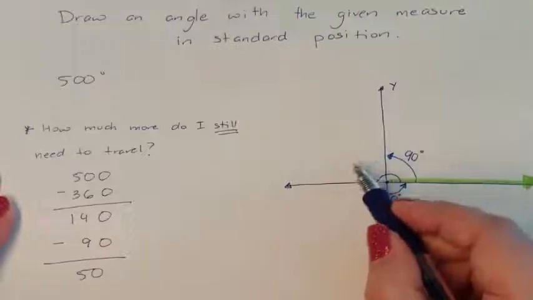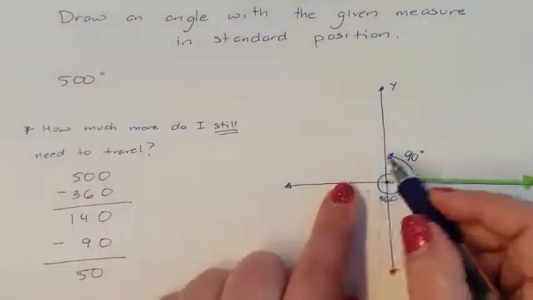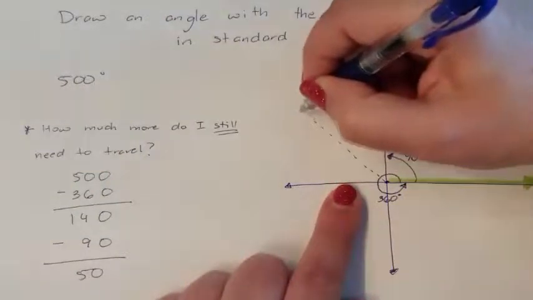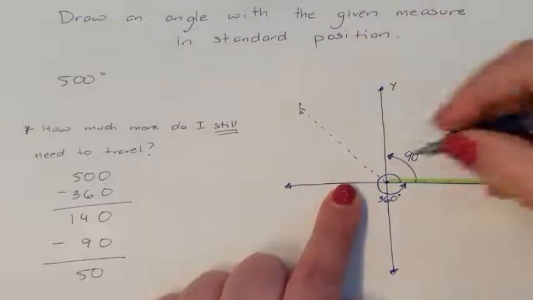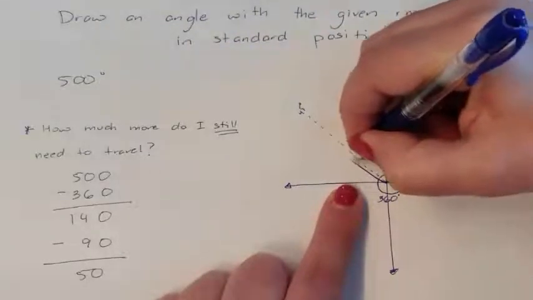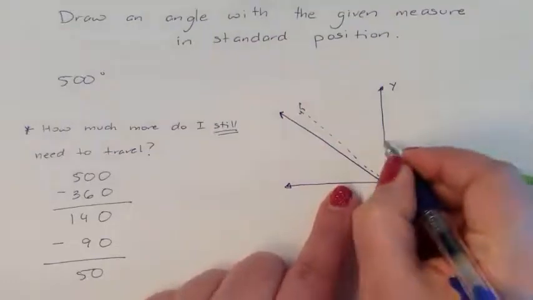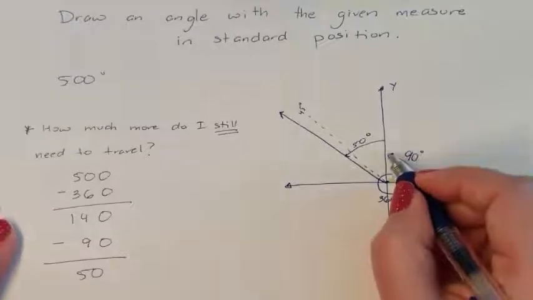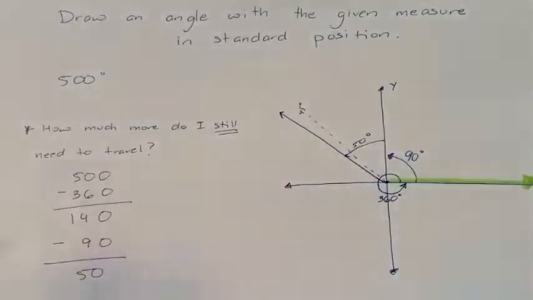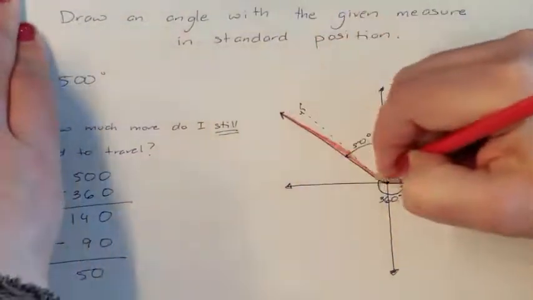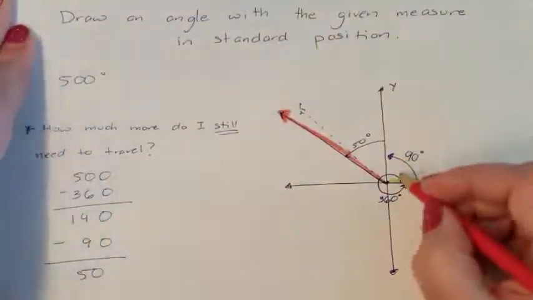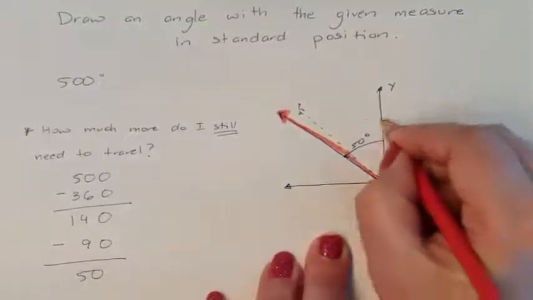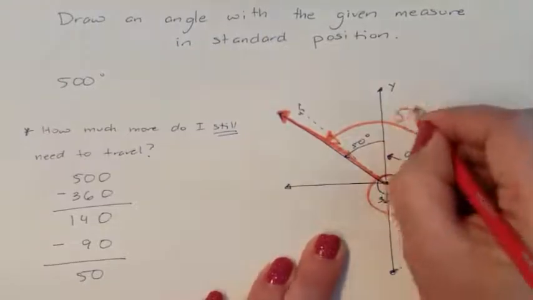This quarter rotation is going to be 90 total, which means I need to live somewhere in here. I know 50 is really close to the 1/2 mark, which happens to be 45 degrees. So I'm just going to go a little outside of the 45 degrees to get my full 50. So if I did a full 360 and then did another 90 and then did another 50, I would land right here. I would have done a full circle and then landed right here to go a total of 500 degrees.